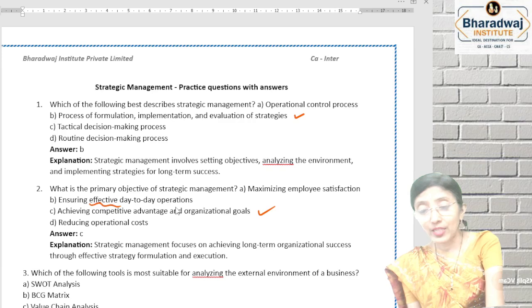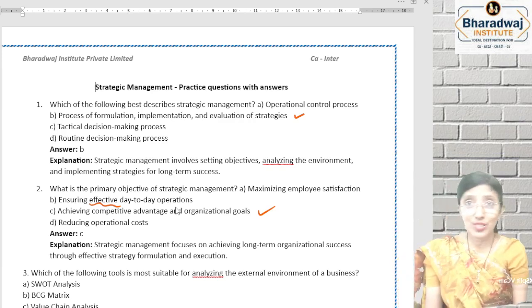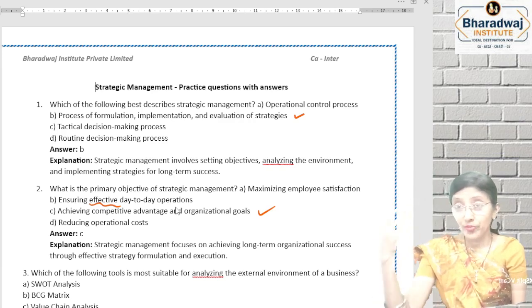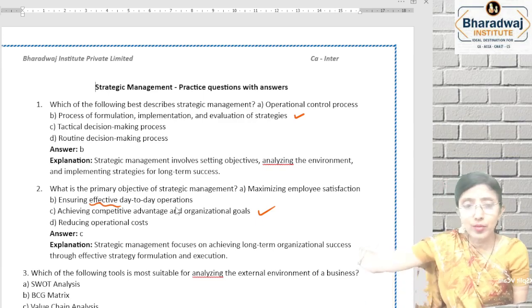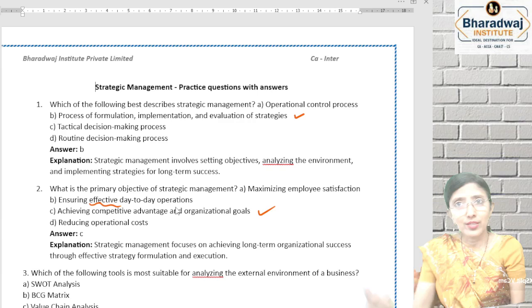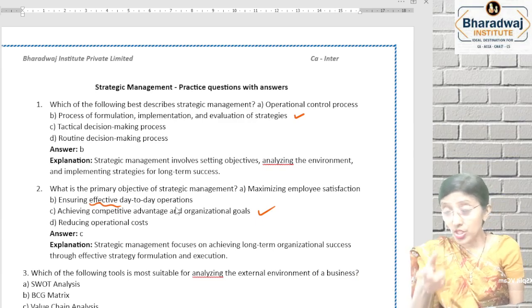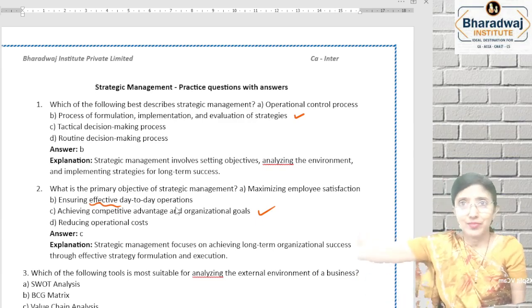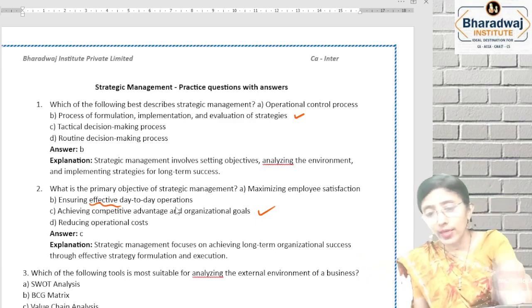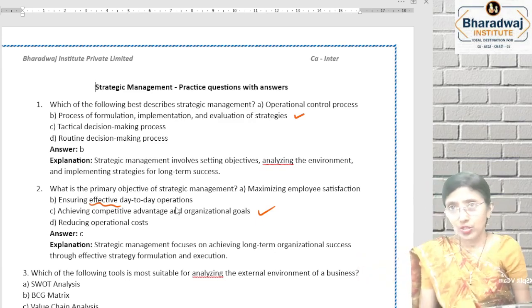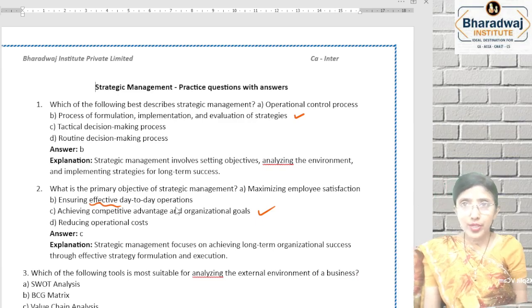Because of the word effective, please don't choose that. There are students who have said, ma'am, you have taught about efficiency and effectiveness. That was the option, so I chose it. You may not choose A or D, but there is again a confusion between B and C, because effectiveness and efficiency are all meant for SM. That's the main thing. So, very good answer, competitive advantage. Are you clear, my dear students?